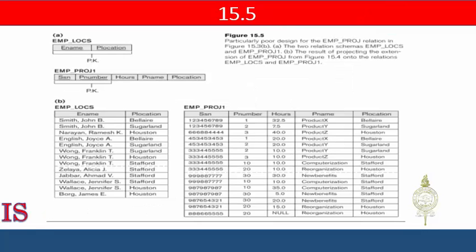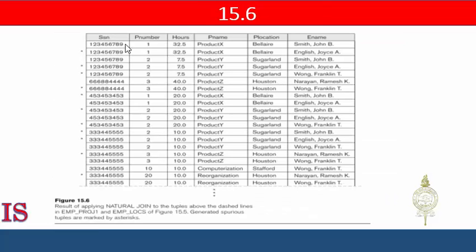In figure 15.6, the result of applying the join to only the tuples above the dashed lines is shown. This is to reduce the size of the resulting relation. Additional tuples, those indicated by the asterisks, are called spurious tuples because they represent spurious information that is not valid.